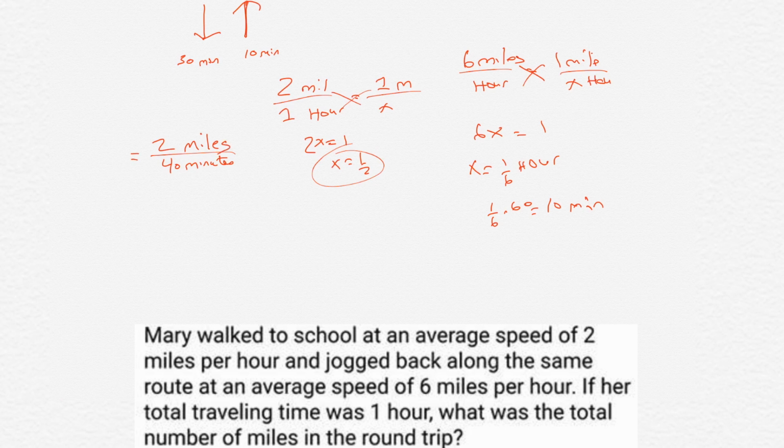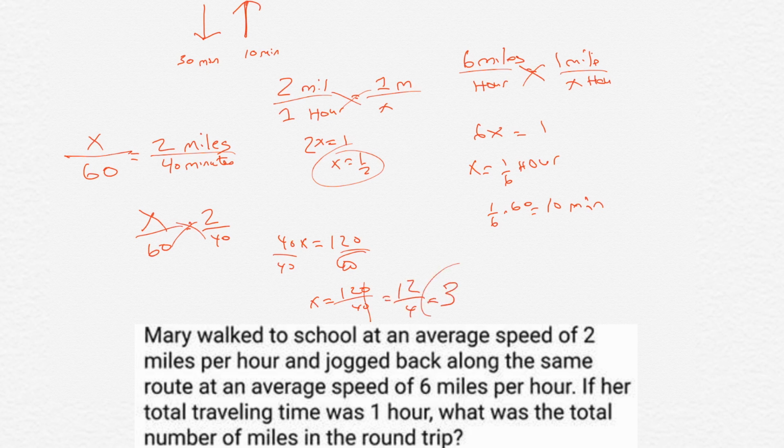If it takes her 40 minutes to do 2 miles, we want to know how far can she go up and down in 60 minutes. So x over 60 equals 2 over 40, and we just cross multiply. We get 40x equals 120, and then we just divide each side by 40. So x equals 120 over 40, or 12 over 4, or 3. That's the answer. So it would be 3 miles.